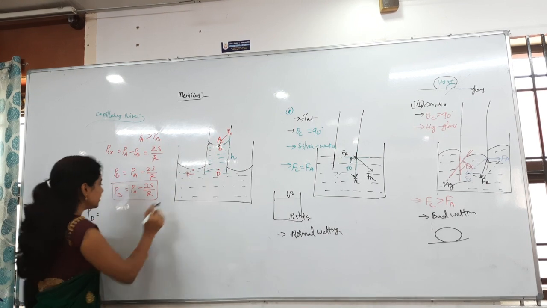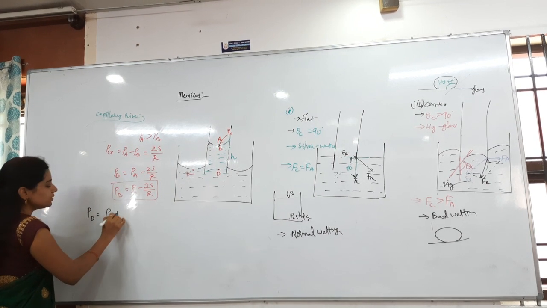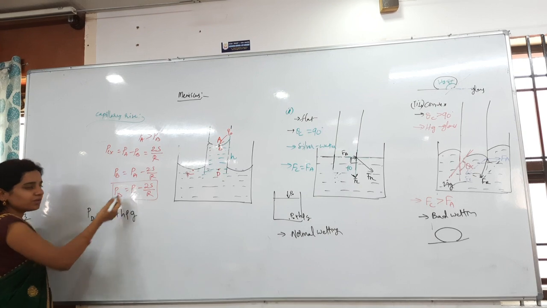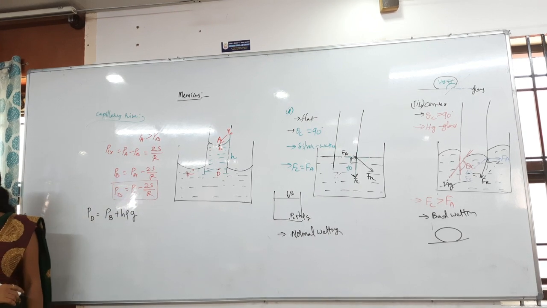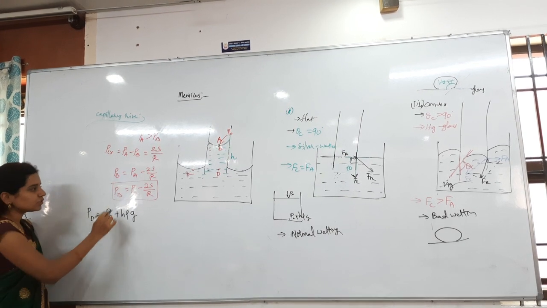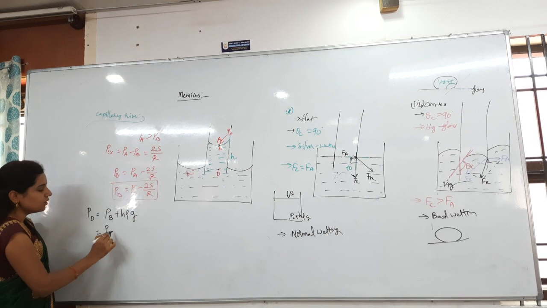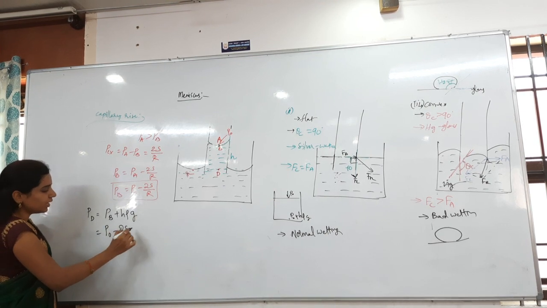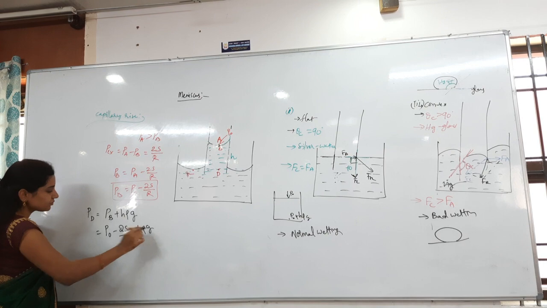So what I can say here clearly? PB plus H rho g. In PB only P naught included again. No need to take again and again. So that PB is equals to what we got here? PB is equals to P naught minus 2S by R plus H rho g.